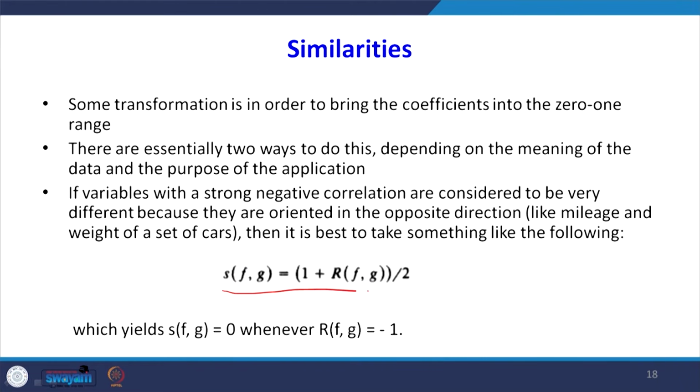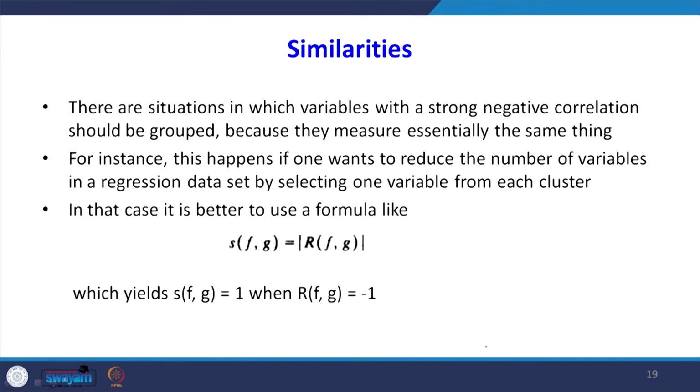You have to follow this transformation, S of f comma g equal to 1 plus r of f comma g. What will happen here? We have added some constant, so that constant will nullify the negative effect, which yields the similarity between f and g equal to 0 whenever the correlation coefficient is -1, because -1 and +1 will become 0. So, this takes care that the similarity value comes between 0 to 1.